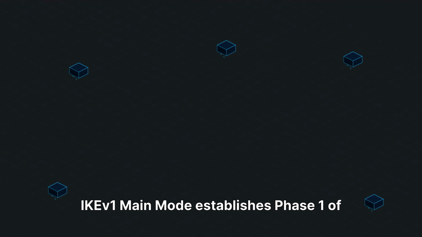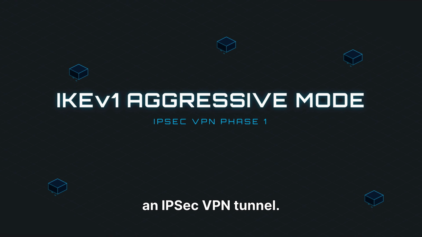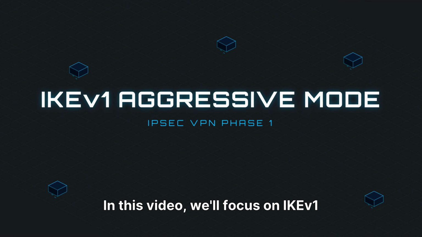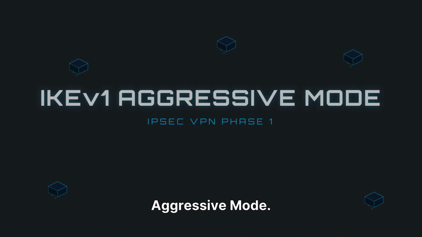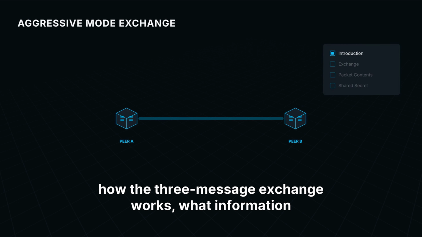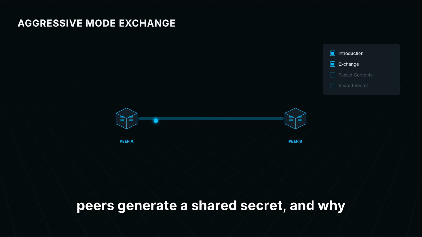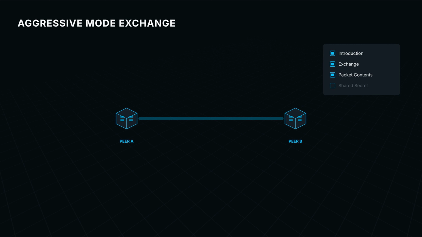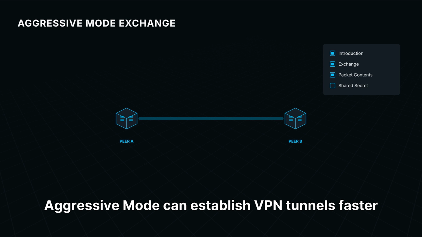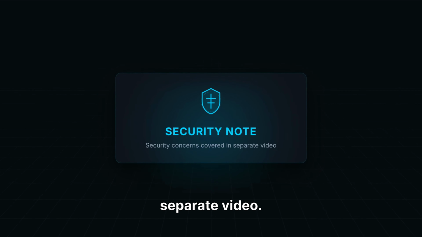In the previous video, we learned how IKEv1 Main Mode establishes Phase 1 of an IPSec VPN tunnel. In this video, we'll focus on IKEv1 Aggressive Mode. We'll understand why Aggressive Mode was introduced, how the three-message exchange works, what information is carried in each packet, how both peers generate a shared secret, and why Aggressive Mode can establish VPN tunnels faster than Main Mode. Security concerns will be covered in a separate video.